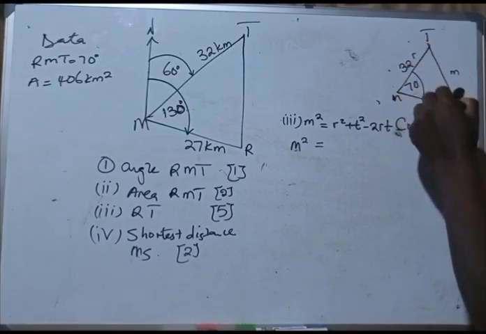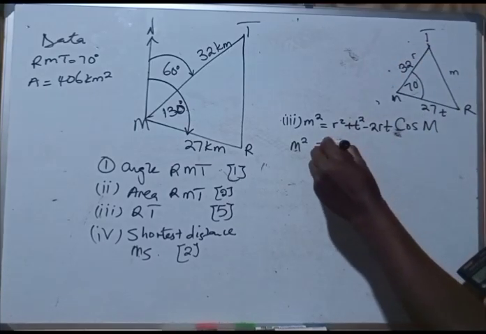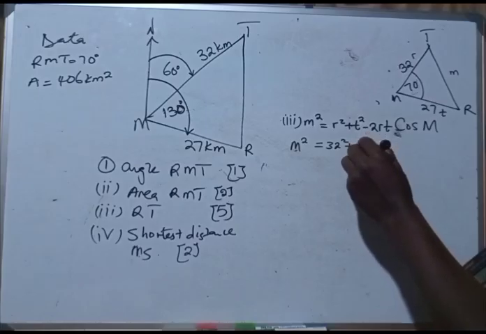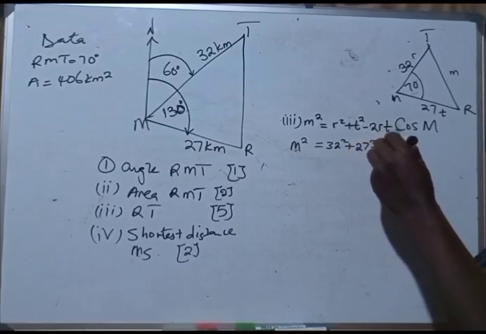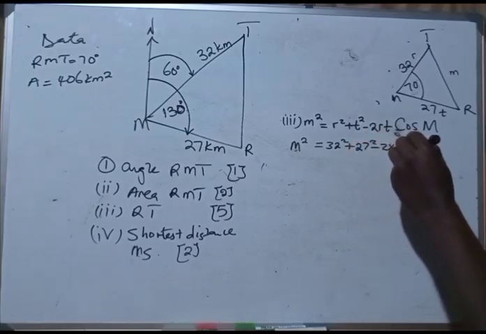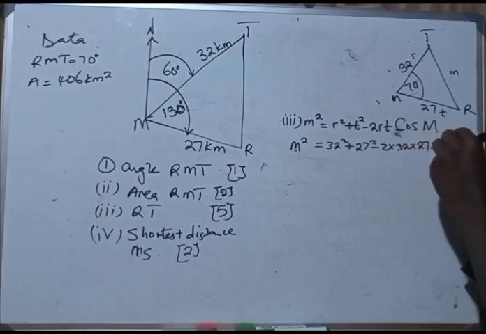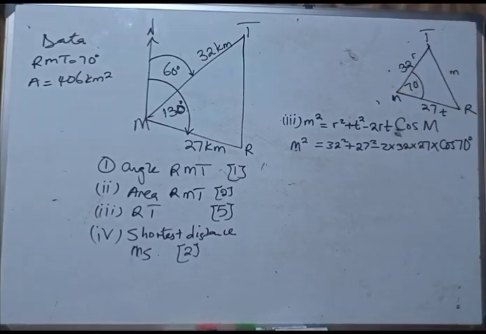What is small letter r? That one there, which is 32. So it will be 32 squared plus 27 squared minus 2 multiplied by 32 multiplied by 27 multiplied by cos 70 degrees. So that is the angle we got.